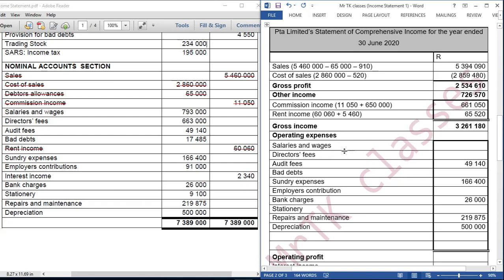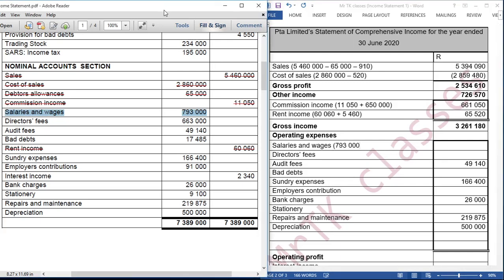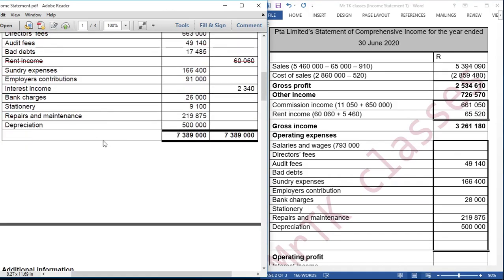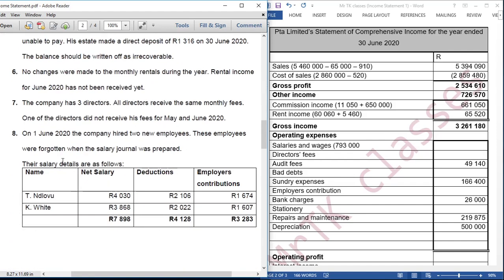All right, so now let us do our salaries and wages, 793,000. All right, I have seen the adjustment down there, so I need to do this. I have seen the adjustment here. On 1 June 2020, the company hired two new employees. These employees were forgotten when the salary journal was prepared. Their salary details are as follows.